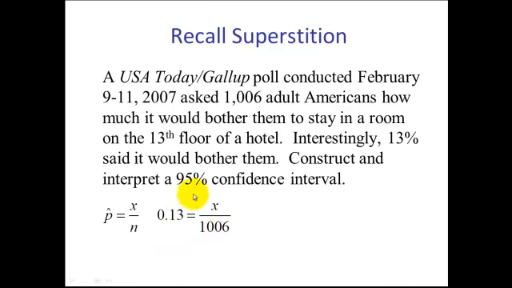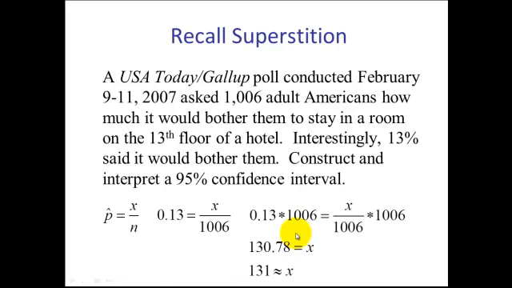We have an equation where we can figure out X. So the easiest way to compute X is to multiply both sides of the equation by 1006, and if we do that, these cancel. We're left with X, and 13% of 1006 is 130.78, which rounded off is 131. So our X is 131, our N is 1006.